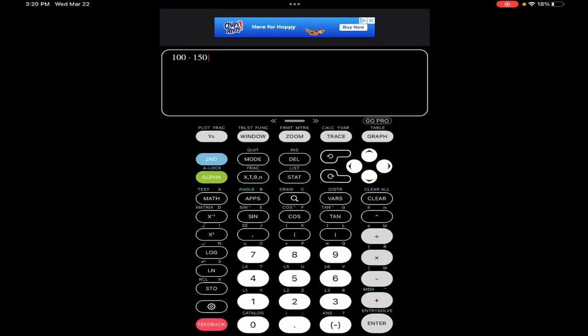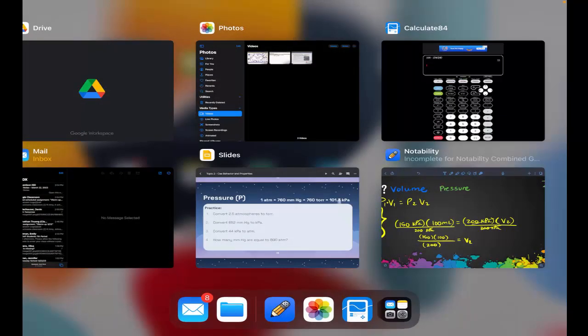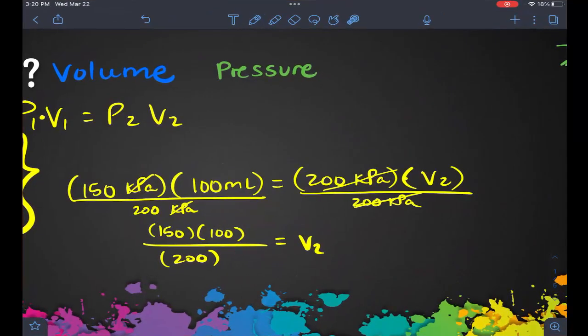Times 150 divided by 200 gives me 75. So my ending volume, V2, equals 75. And again, like I said earlier, the unit left over in the end was milliliters. You see that right here. So milliliters is my unit, 75 milliliters.